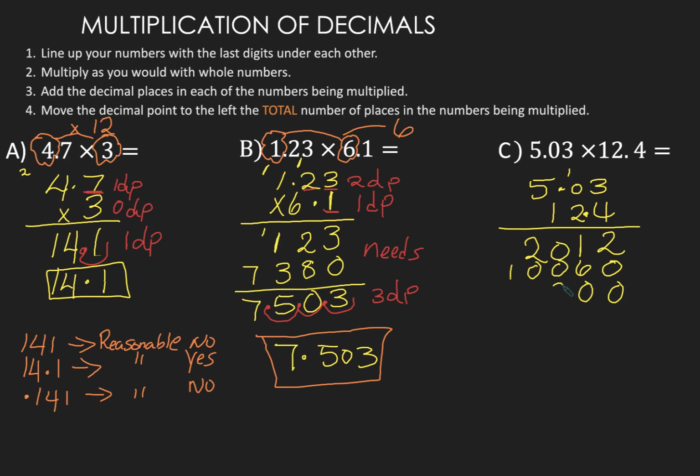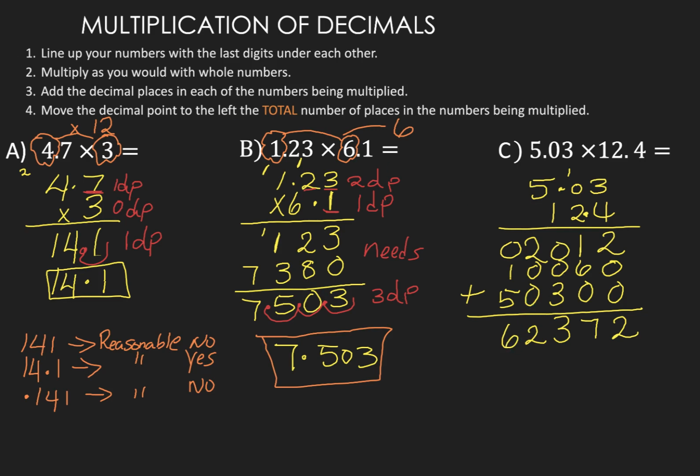Then times by 1. 1 times 3 is 3. 1 times 0 is 0. 1 times 5 is 5. Let's add up all of these numbers. So I have 2, 6, and 1 is 7. 3, 2, 5 plus 1 is 6.